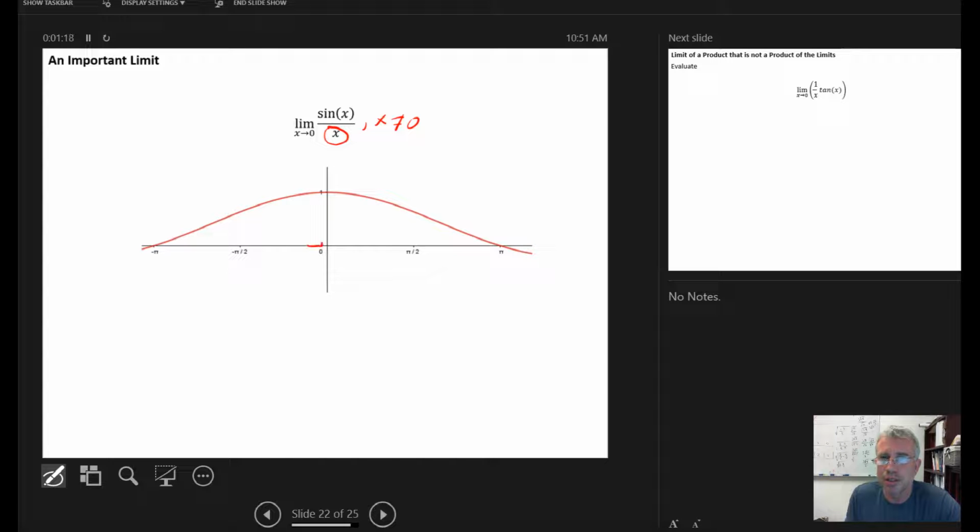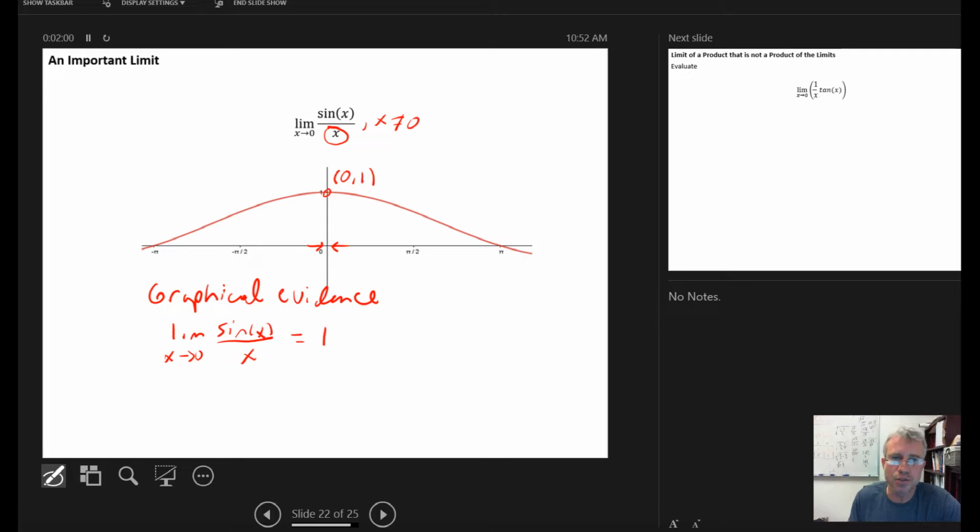We can let x go to 0 from the left-hand side, and that walks us up the graph this way. And we can take the limit as x goes to 0 from the right-hand side, which walks us up the graph this way. And it looks like, even though there's a hole in the graph right here, the graph is walking towards the ordered pair input 0, output 1. So the graphical evidence is that the limit as x goes to 0 of sine x over x is equal to 1.